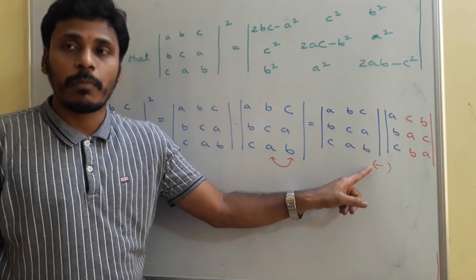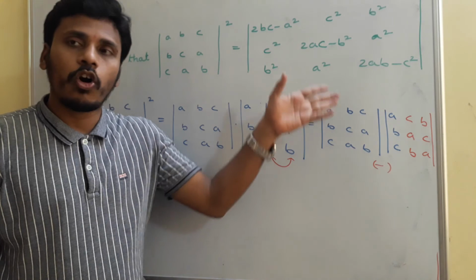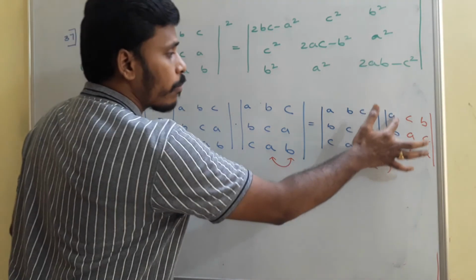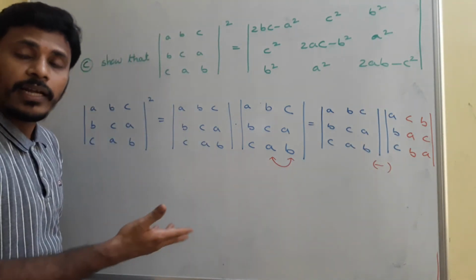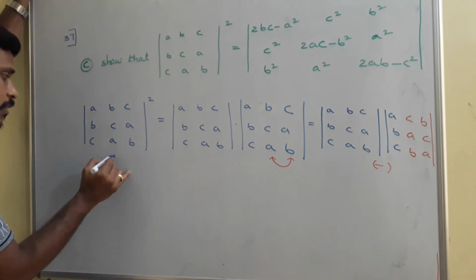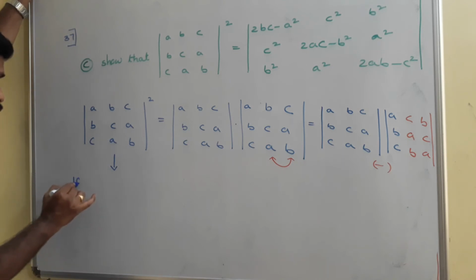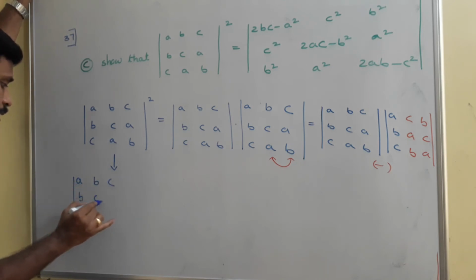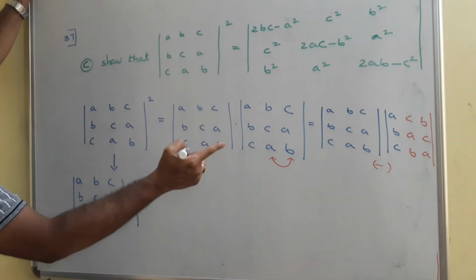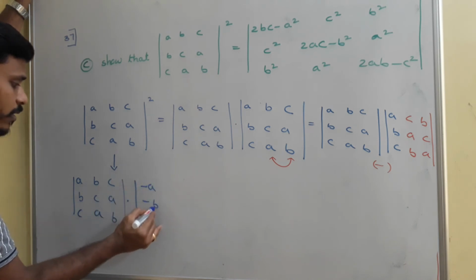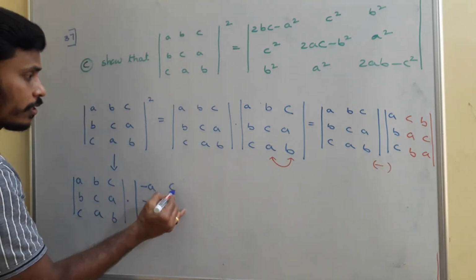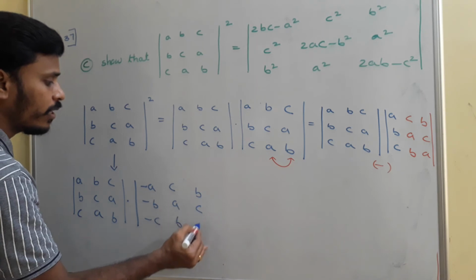You just apply this minus sign to any one column of these two matrices. Specifically, if you apply that minus sign to the first column of the second matrix, then it is helpful for us. Then at the end, this determinant square is simply the determinant of A B C, B C A, C A B, into the determinant of minus A, minus B, minus C for the first column, and then these two columns after interchanging, C, A, B, and then B, C, A.